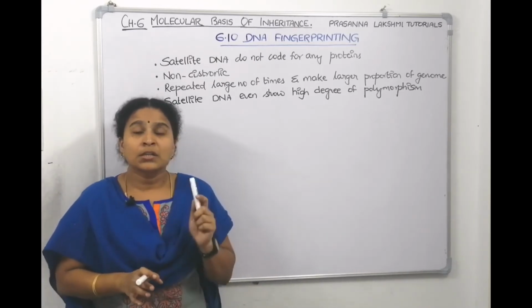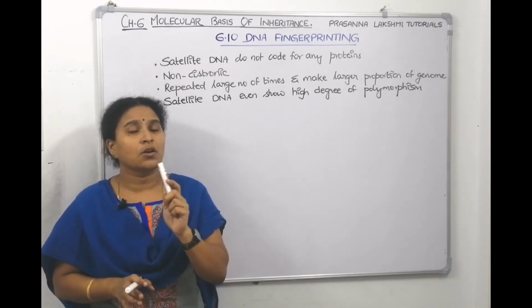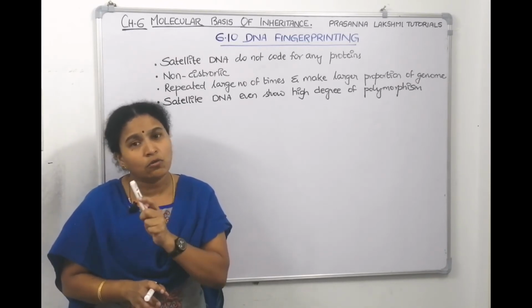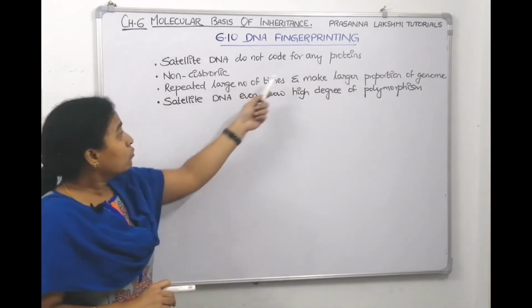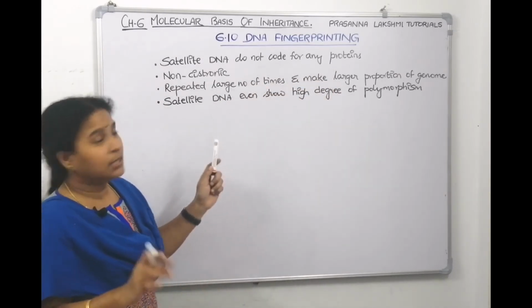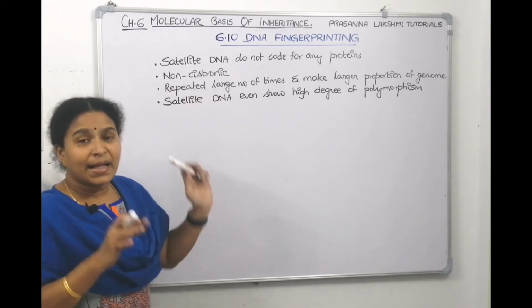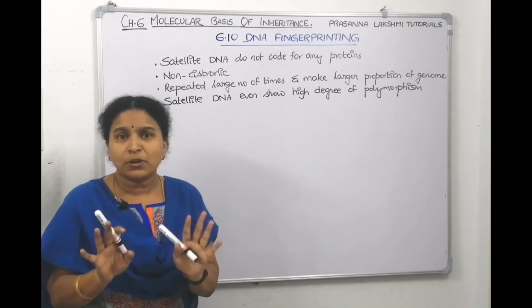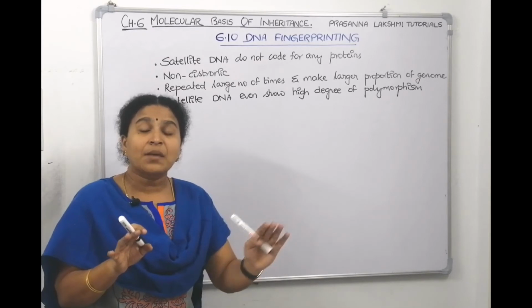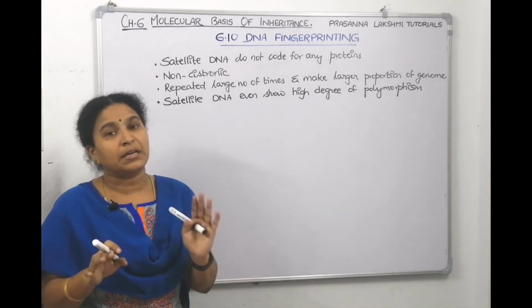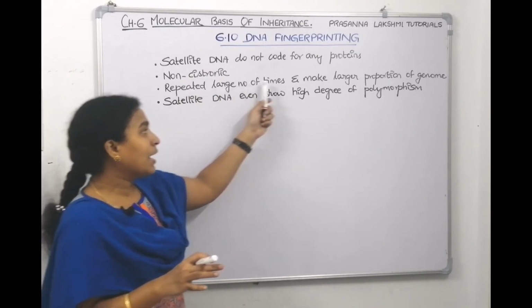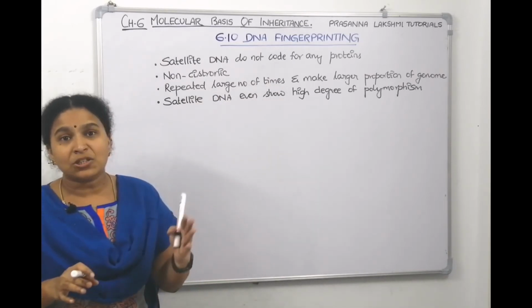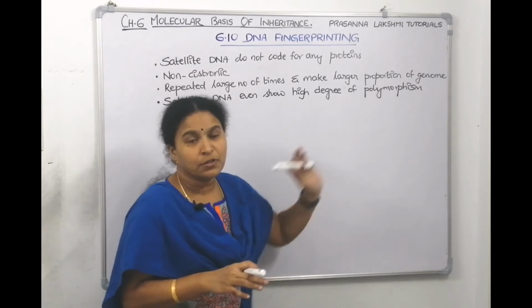First itself we said the satellite DNAs are non-cistronic. Non-cistronic means they are non-coding. They don't code for any protein, so they are not part of a cistron. And they repeat 2, 3, 4 times, or 5 to 50 times, sometimes even 1000 times. That means they are repeating a large number of times, so they make a large proportion of the genome.